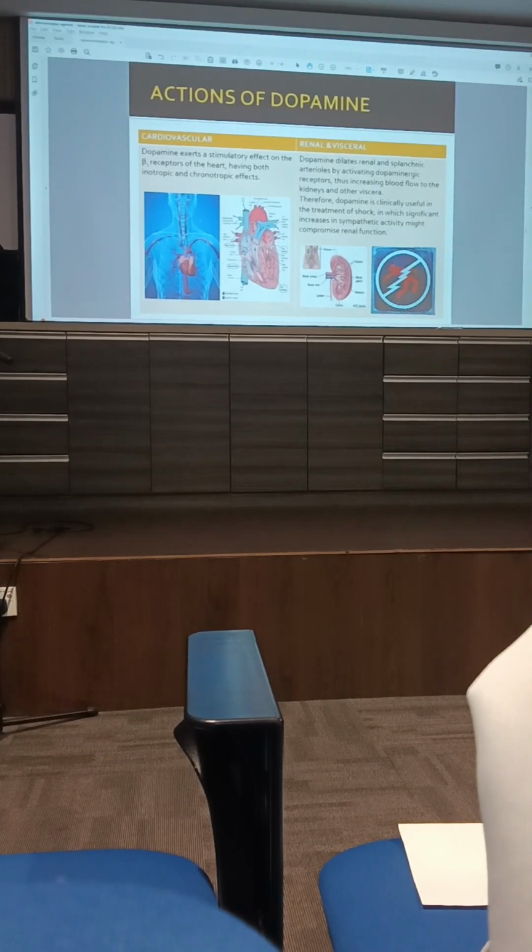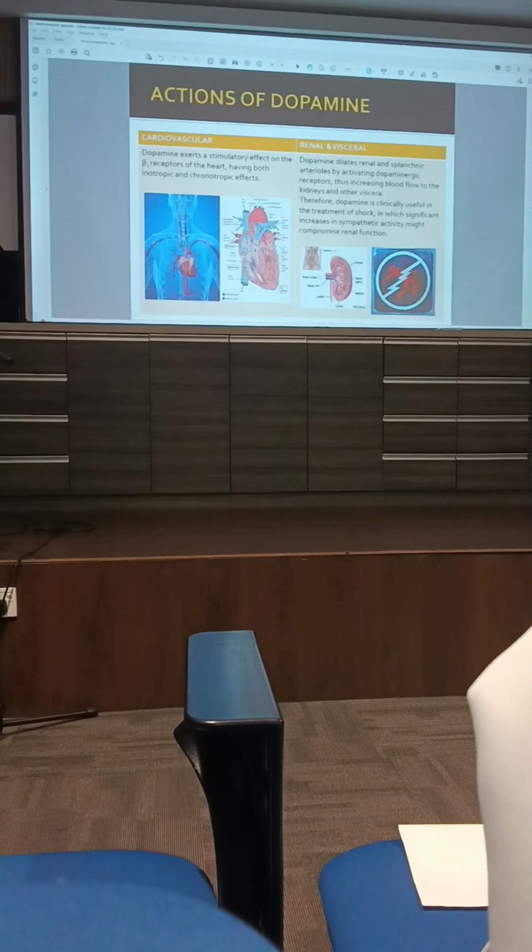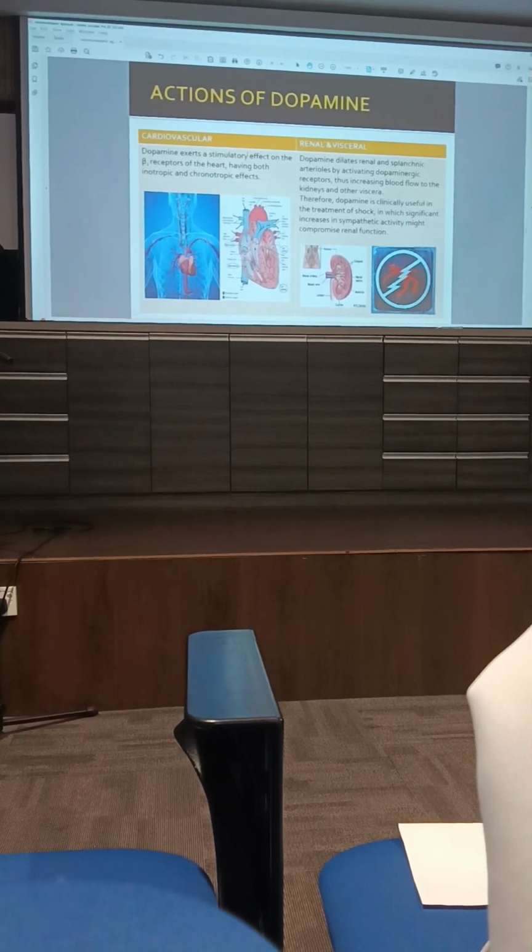The actions of dopamine, cardiovascular side, it will stimulate beta-1 receptors at the heart. So you can have inotropic and chronotropic effects. For renal or visceral, dopamine dilates renal and splenic arterioles by activating dopaminergic receptors.